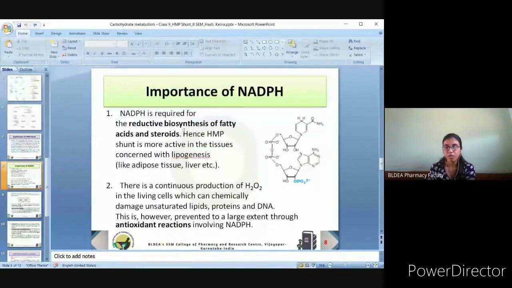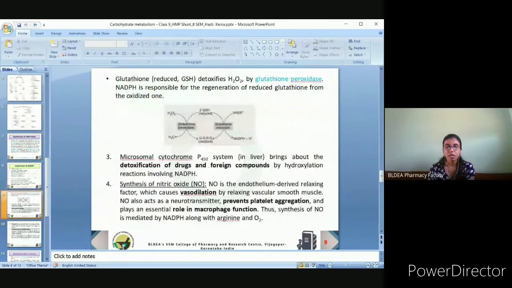So an important role is that they help in biosynthesis of fatty acids and steroids. Also, they help to counteract the action of hydrogen peroxide. Another importance is glutathione. This is very important. Glutathione in its reduced state is present as GSH. These glutathione molecules are present in the cell membranes, in order to maintain the cell integrity, such that the cell remains in its intact form.